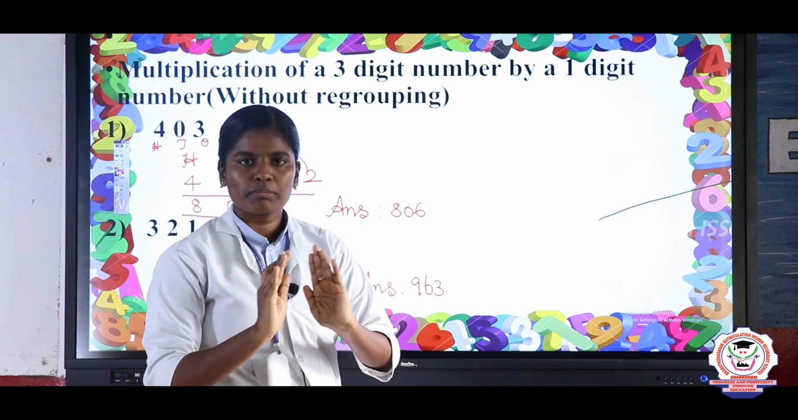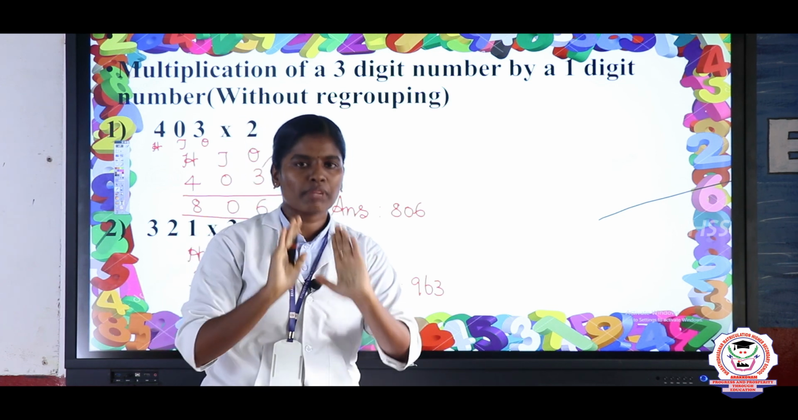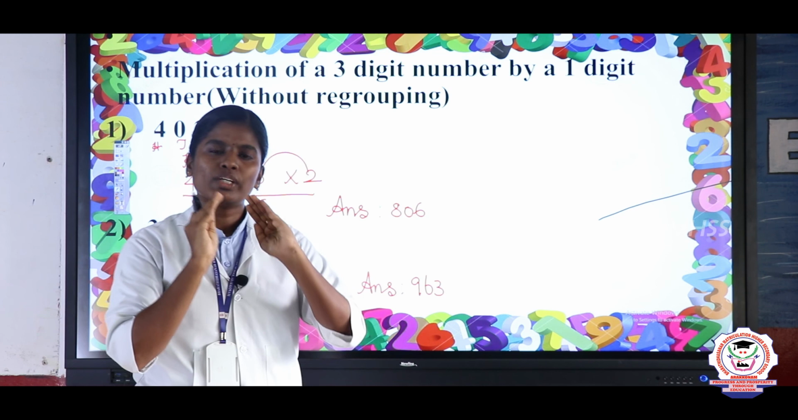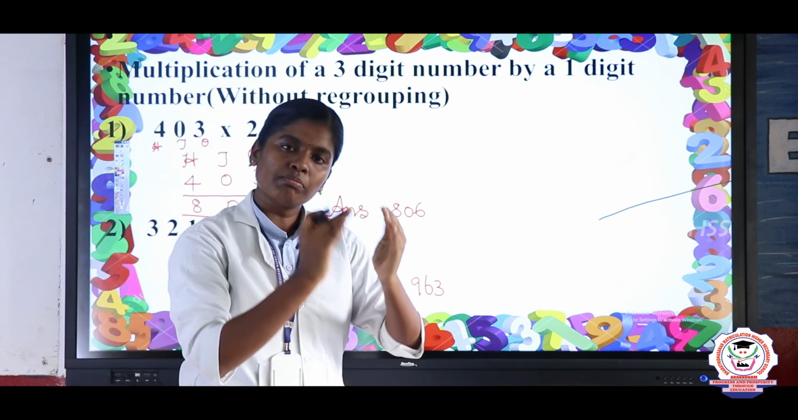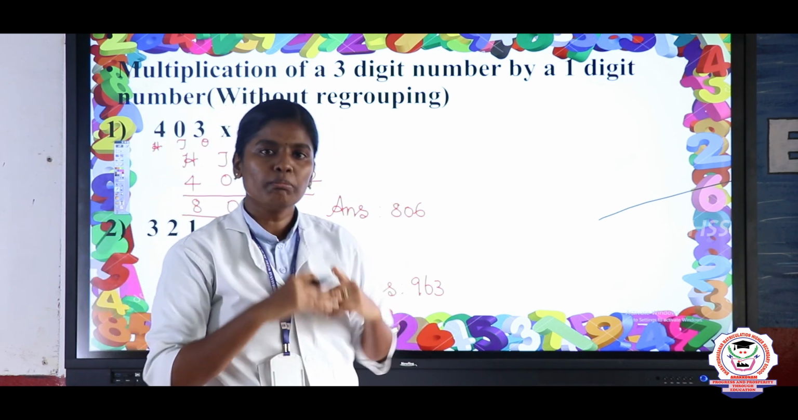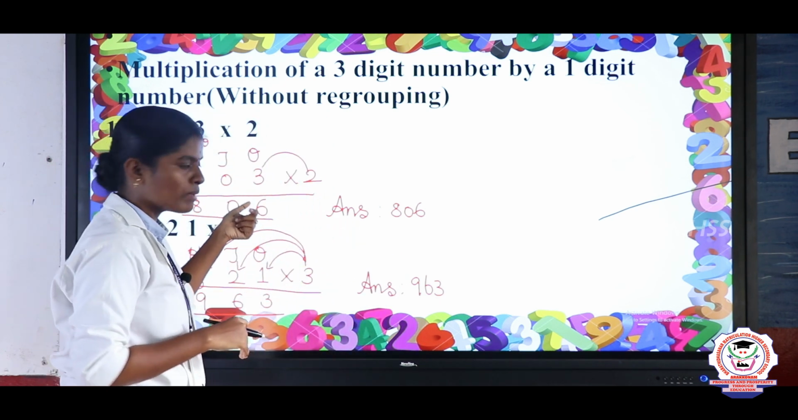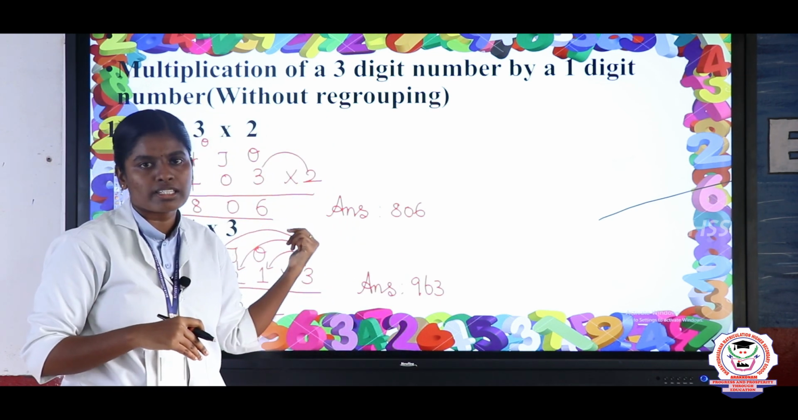963. So listen my children, you know what is multiplication. Multiplication means a repeated addition. Now take the multiplicand and the multiplier, then you should multiply. So here, take the first digit number and multiply by the ones place, tens place, hundreds place.